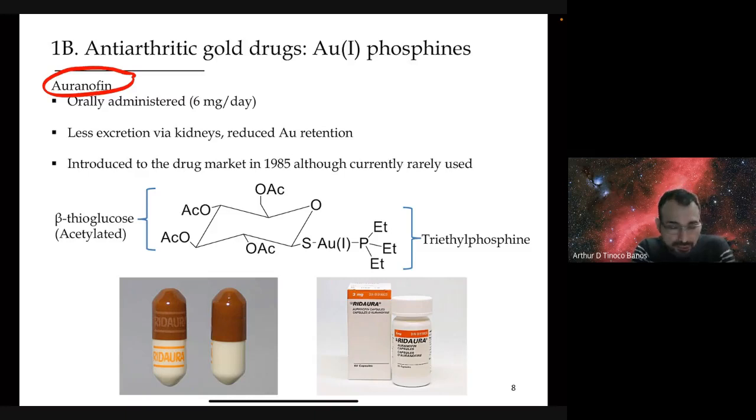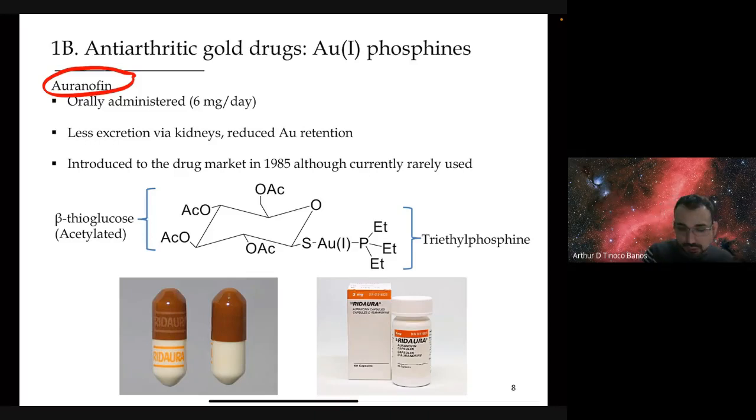It was actually introduced to the drug market in 1985. So this compound did advance to human use. The thing is that it is currently rarely used, for reasons that I'll explain later on. But here I present to you the structure of auranofin.